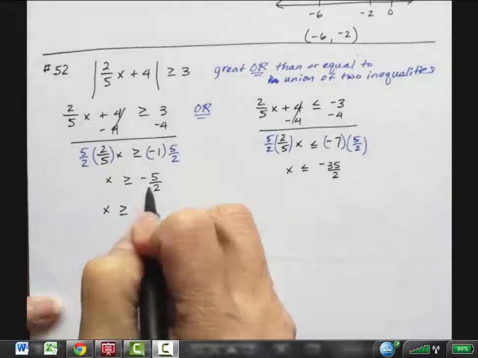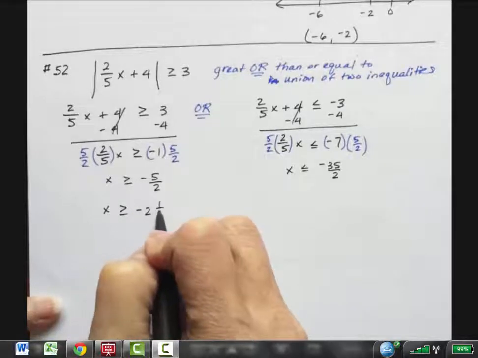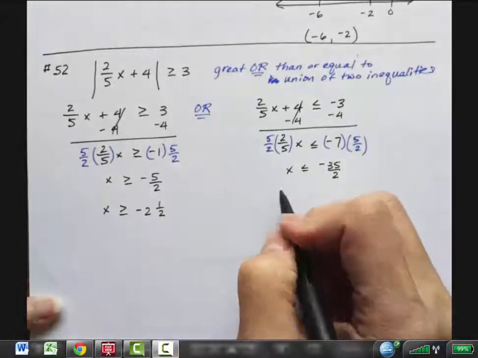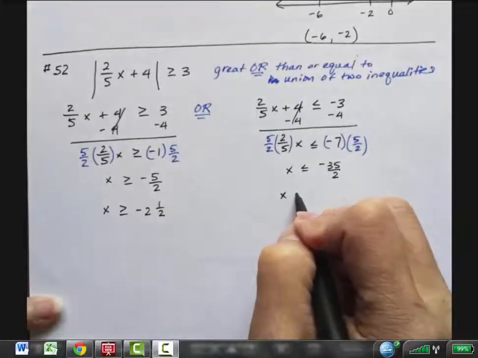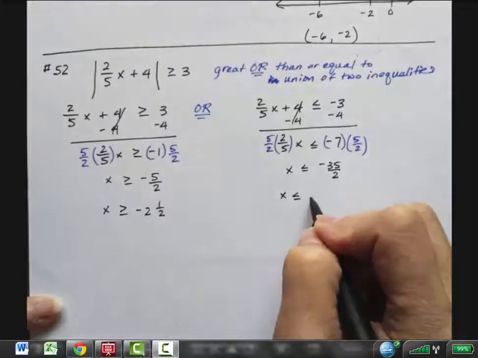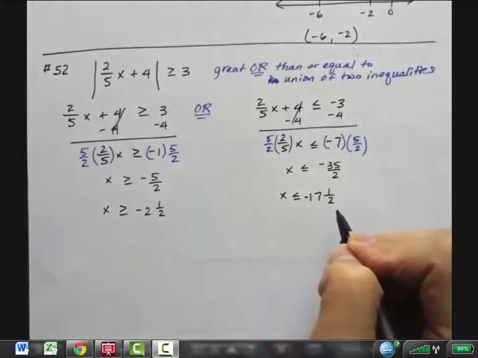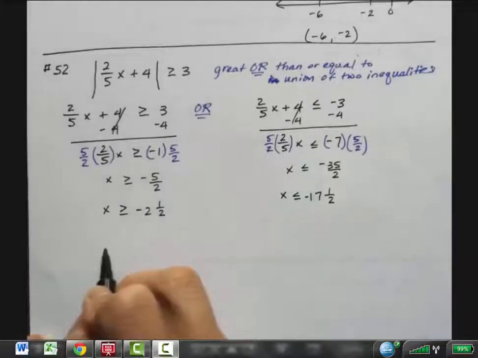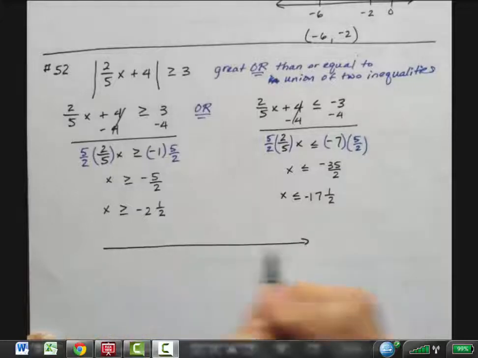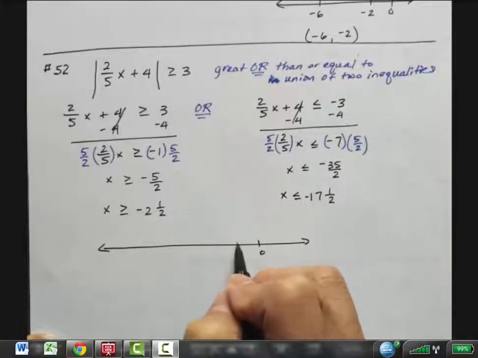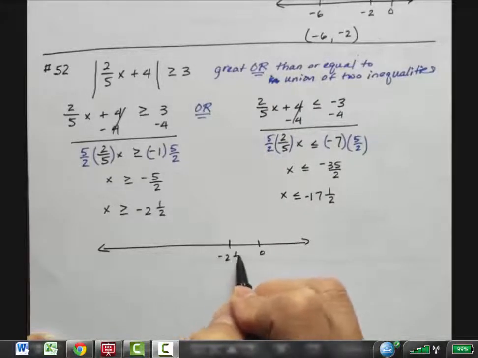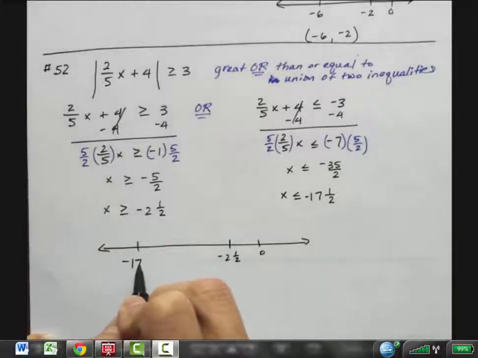So this ends up being negative 2 1/2. So when we go to graph, we have a better idea of where these are located on the graph. And then this equals negative 17 1/2. So going ahead and graphing these on the number line, here's 0, here's negative 2 1/2, here's negative 17 1/2.